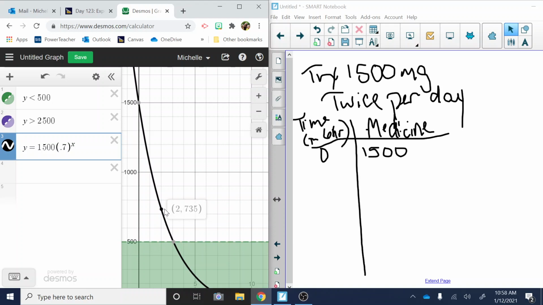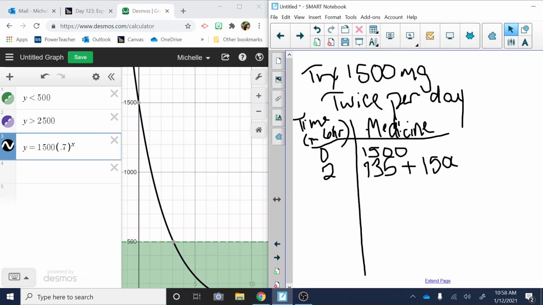Okay, so 2 time periods later, in other words, 12 hours later, I would have 735 milligrams in my bloodstream. So 2 time chunks later, I'm at 735. So it's time to take another pill. I'm going to take another 1,500. So if I have 735 in my bloodstream and I take another 1,500 milligrams, I would be at 2235.